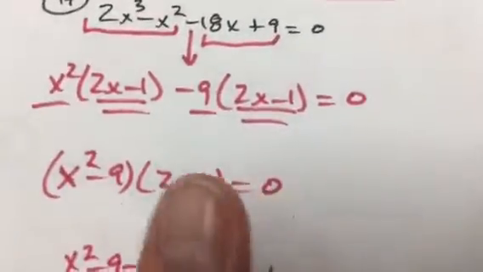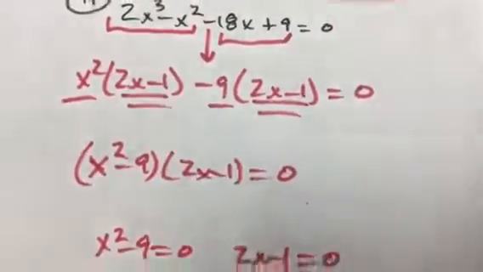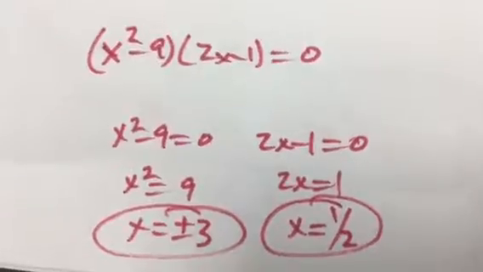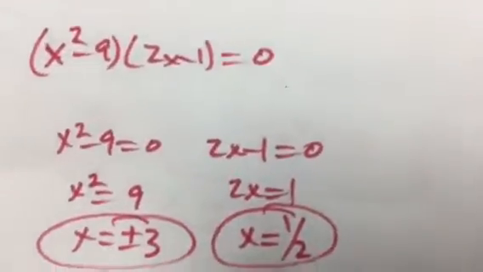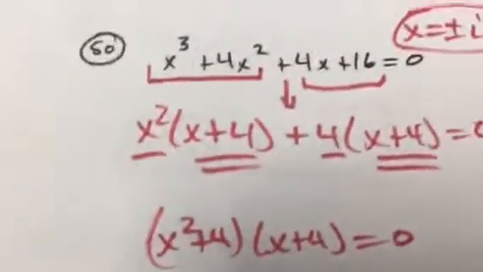Set x squared minus 9 equals 0. Cover-up method. You get x squared is 9. The square root of 9 is 3, but you can also square negative 3 to get 9. That's why we use plus or minus. 2x minus 1 equals 0. X is a half.